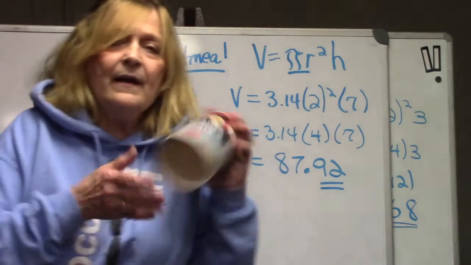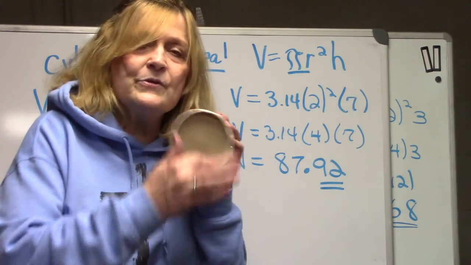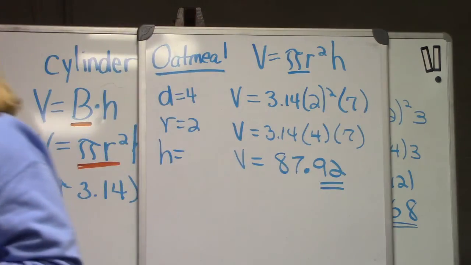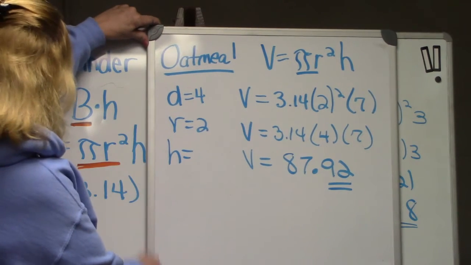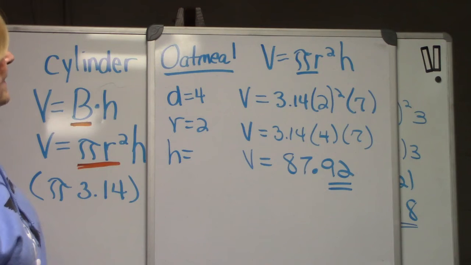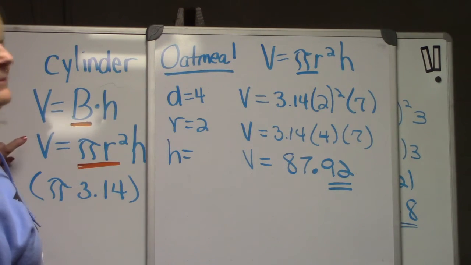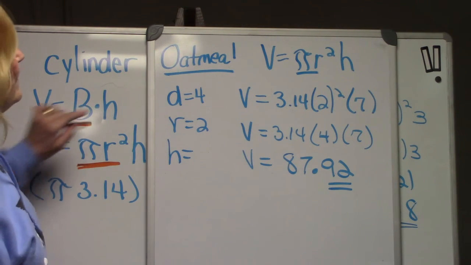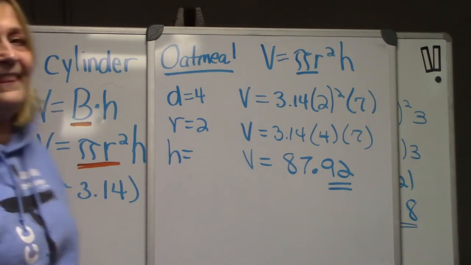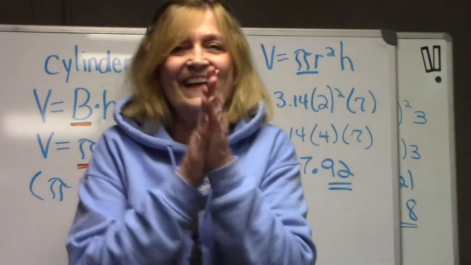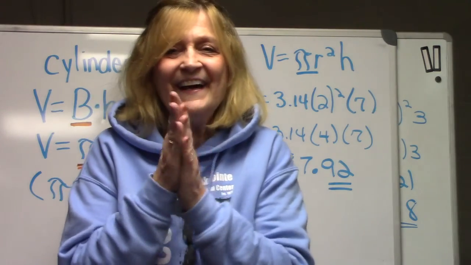So we can just use the formula for the area of the circle, which is pi r squared times the height. All right? You can memorize this one. This one's probably the one you want to memorize. Volume equals pi r squared times the height. Good luck. Do a good job, and I'll see you soon.